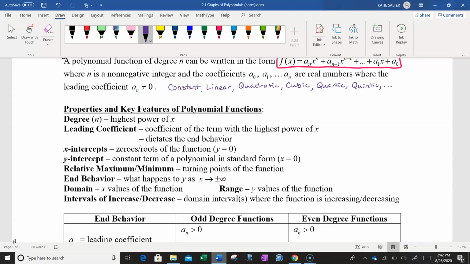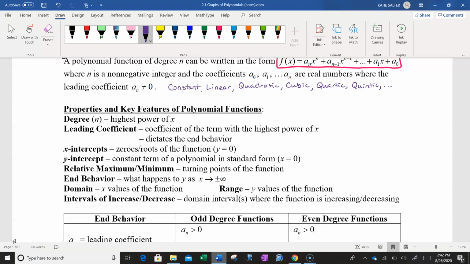Our x-intercepts are our zeros and roots of the function. It's where y is equal to 0. Our y-intercept is always the constant term of the polynomial function if it is written in standard form, not factored form or vertex form, but standard form. Remember, anytime we have a y-intercept, x is equal to 0. Polynomial functions have maximums and minimums. They have relative maximums and absolute maximums.